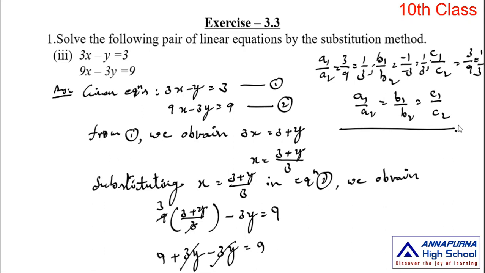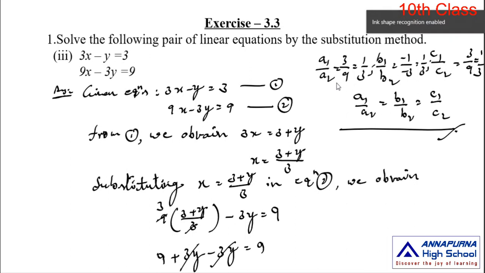So if the three ratios are equal, what happened? The graphical representation of the given pair of linear equations is coincident lines, and the two equations have infinitely many common solutions. Okay, here what is the solution of this pair? There are infinitely many solutions. And if you present one solution, yes, we can take any y value.